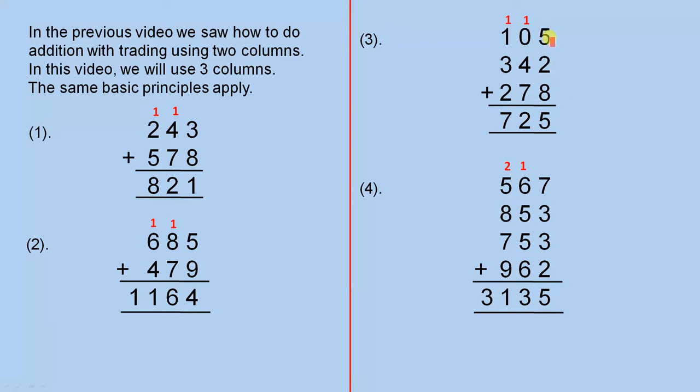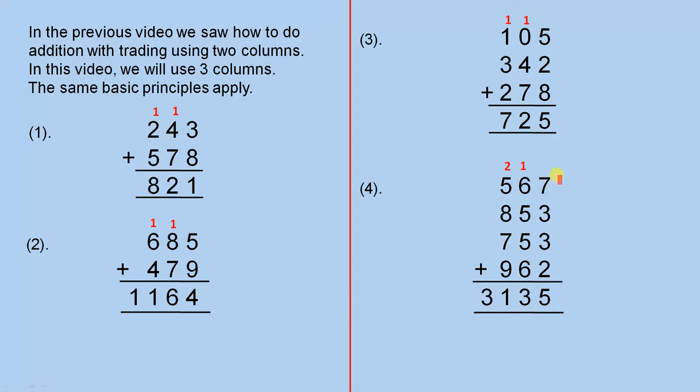Example 3, we're adding these three numbers together. 8 plus 2 is 10, plus 5 is 15. There's your 5, and there's the 10. 7 plus 4 plus 1 gives you 12. There's the 2, and there's the 100. This represents two tens, by the way, and that represents 100. 2 plus 3 plus 1 plus 1, that gives you 7. So the answer is 725.